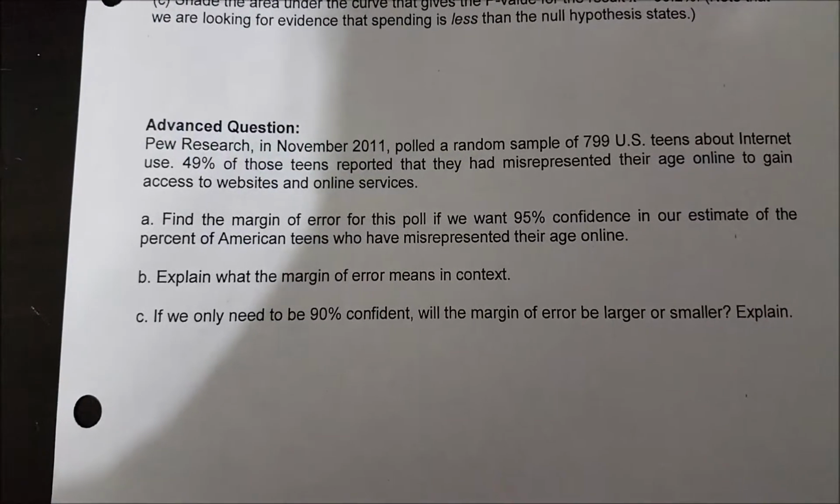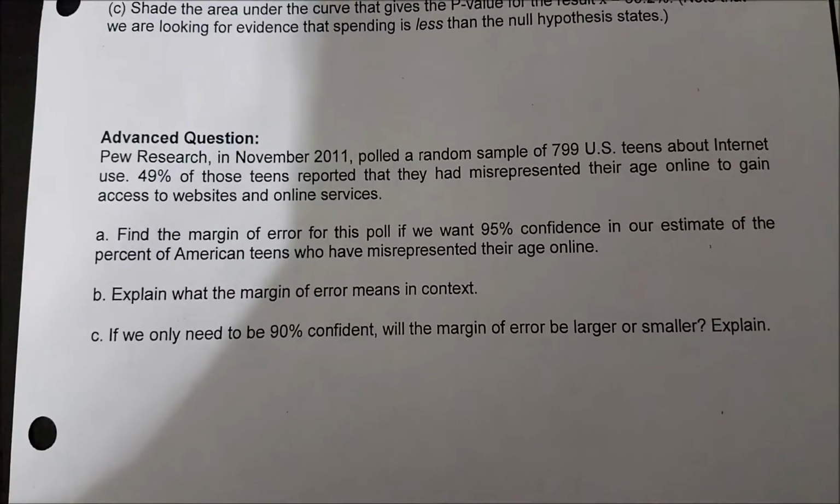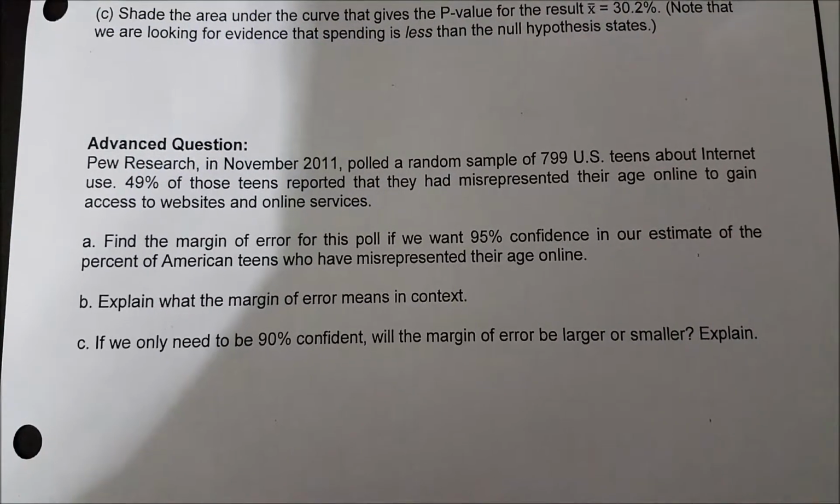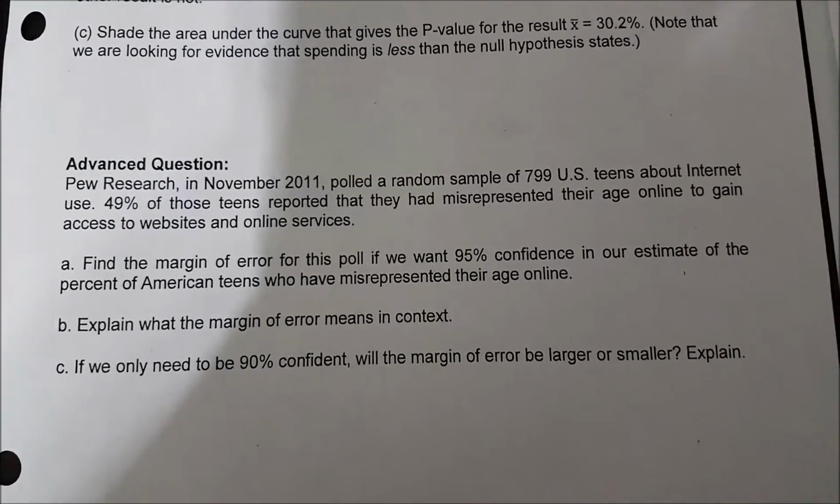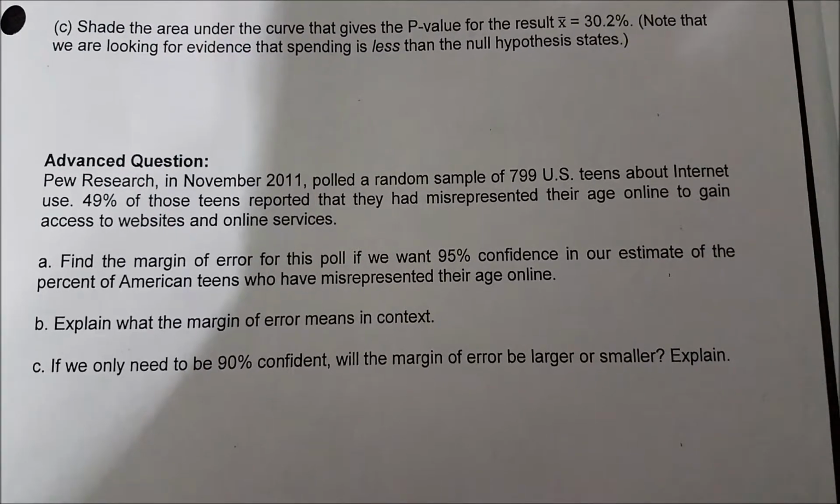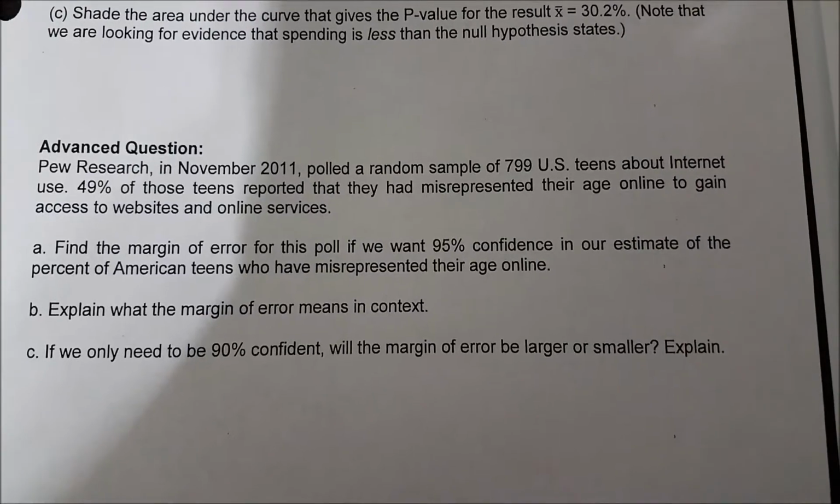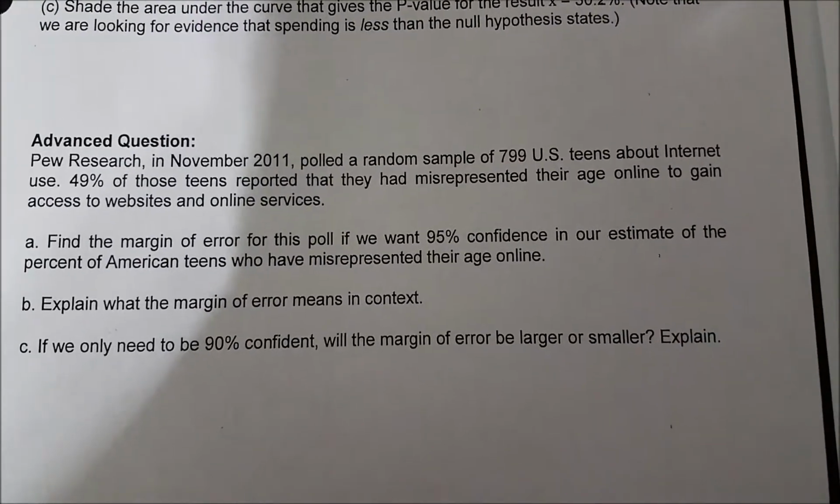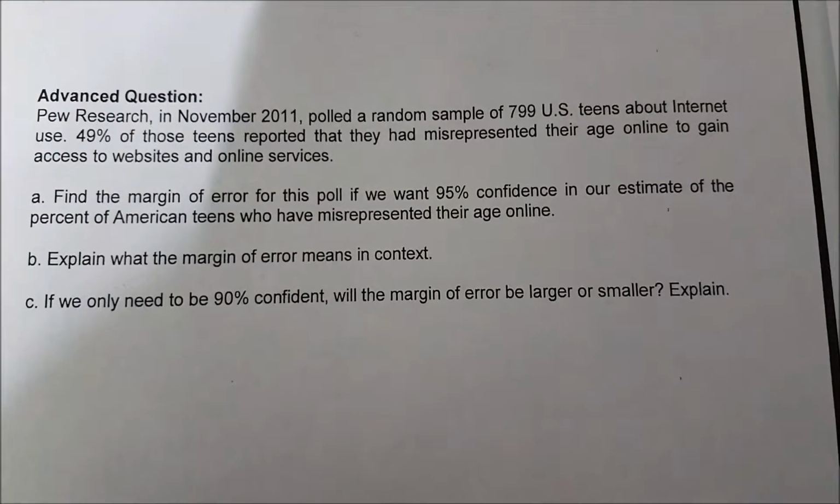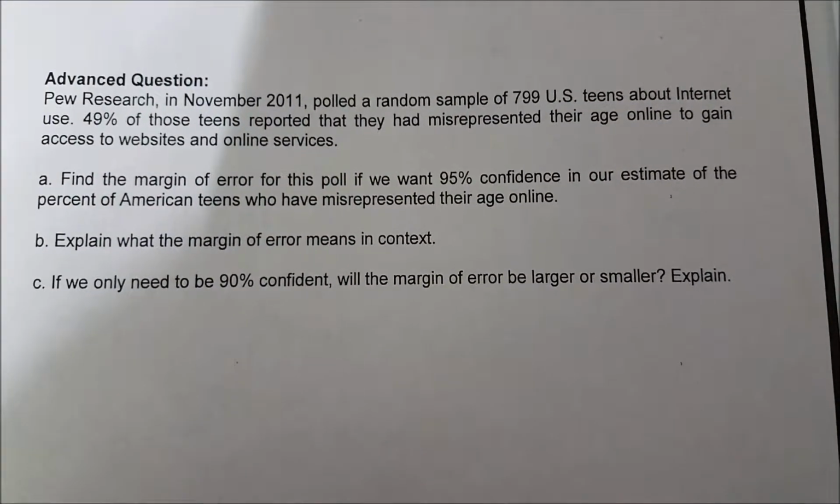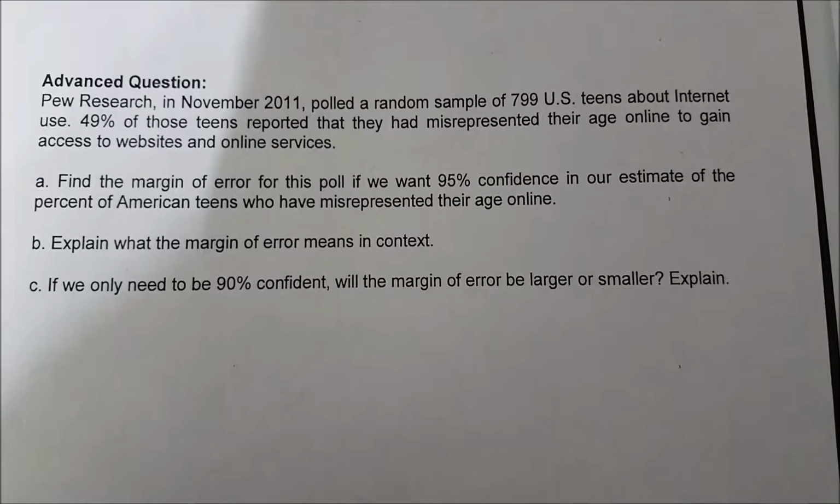Okay, this is AP Stats Quideo number 4, advanced question. Pew Research in November 2011 polled a random sample of 799 U.S. teens about internet use. 49% of those teens reported that they had misrepresented their age online to gain access to websites and online services. So for A, it tells us to find the margin of error for this poll if we want a 95% confidence in our estimate of the percent of American teens who have misrepresented their age online.